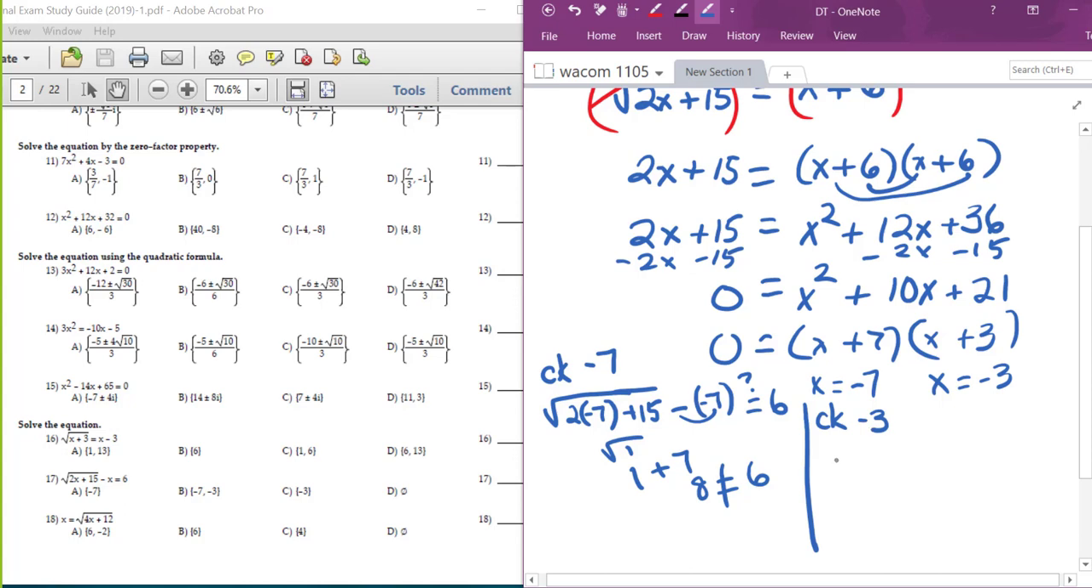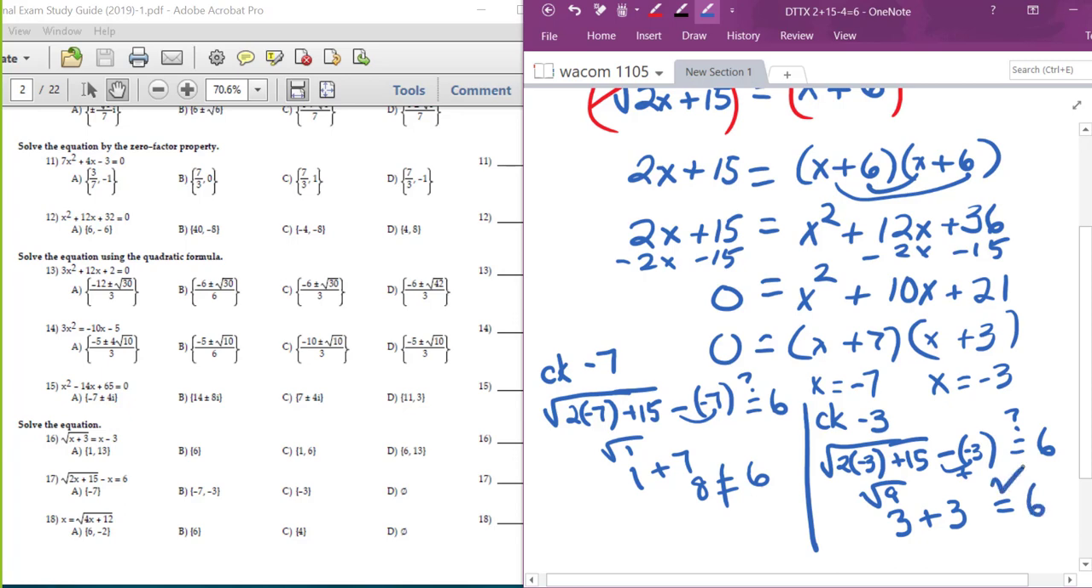And we go back to the original. So 2 times -3 plus 15 minus a -3 equals 6. So we're checking that. So this will be -6. So 15 minus 6 will be 9. Square root of 9 is 3. This will turn into plus. And this one checks. So our answer to it will be only x equals -3. You have to throw the other away. It's extraneous. So C should be our choice for 17.